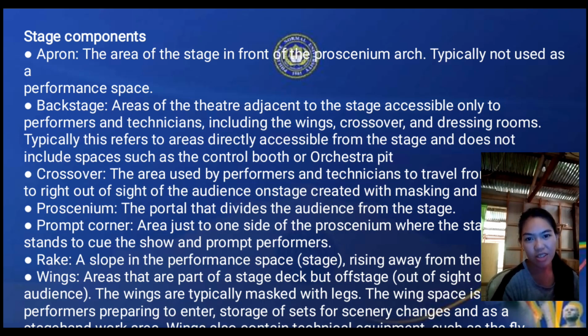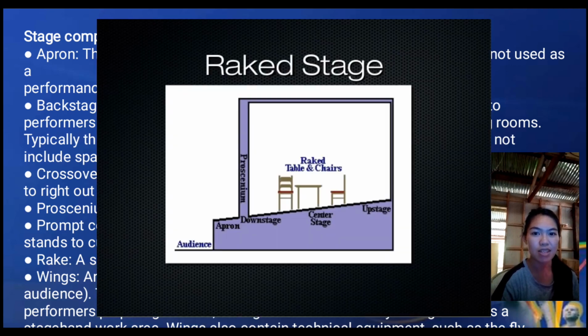Next is the rake. So a rake is a slope in the performance area or space or stage that is rising away from the audience. Example, it is a slope, typically higher, so that the audience can see it.